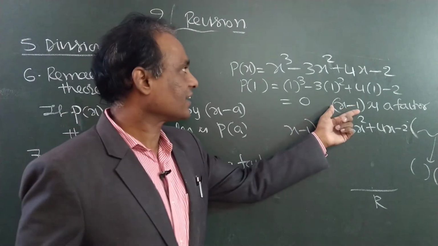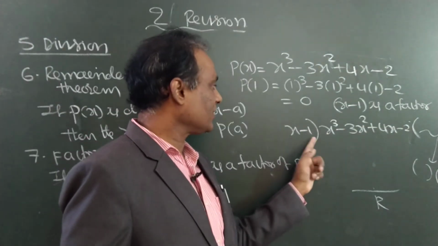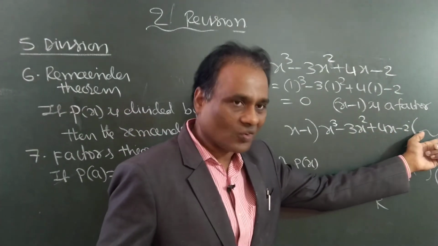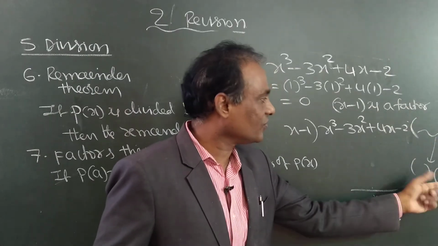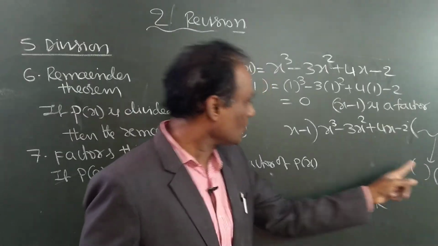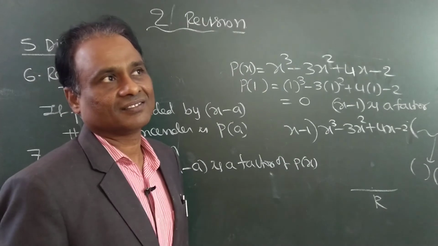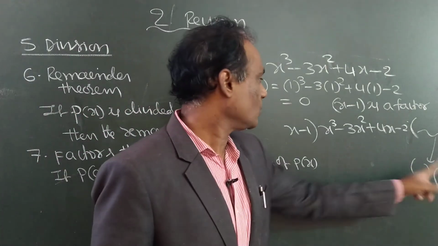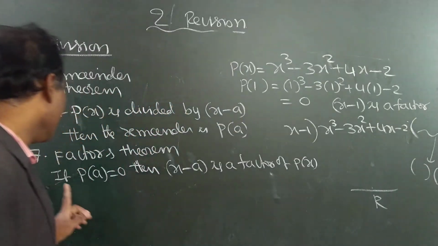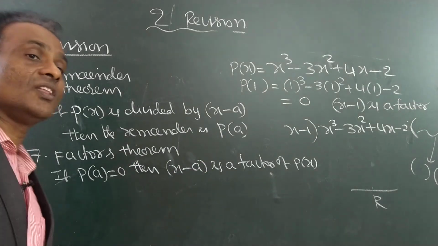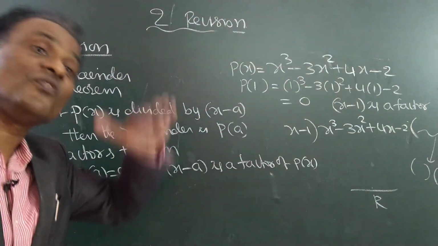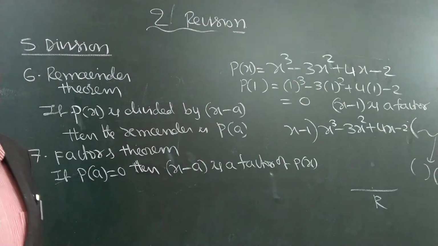After getting one factor, divide the given polynomial by this x minus 1. You will get the quotient, no? So factorize it, we will get 2 more factors. So 1, 2, 3. Like this. This is the process for finding the factors of a given polynomial.